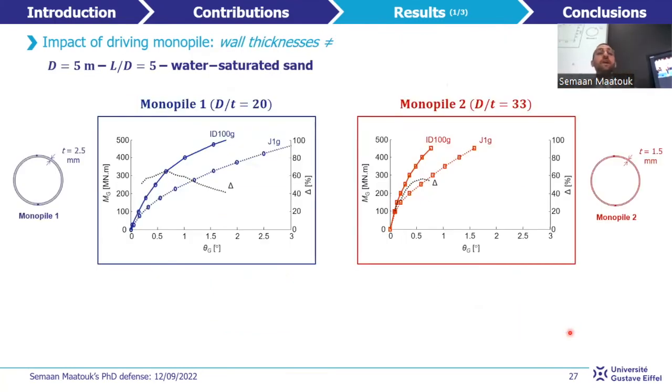The impact of driving the monopile is also explored for different wall thicknesses. It is achieved by comparing the improvement delta brought by the impact driving installation between both monopiles installed with two different wall thicknesses. The improvement is much more pronounced for the first model. At a rotation of 0.5 degree, this improvement is equal to 61% for monopile 1, which is slightly greater than 54% for monopile 2, which is thinner.